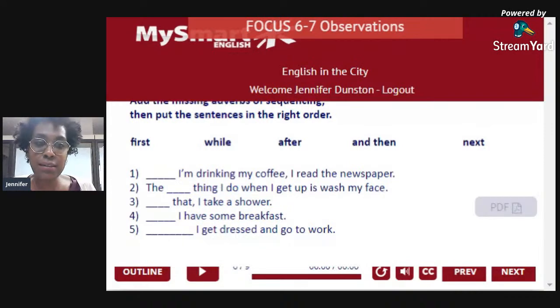So taking a look at sentence number 1, I'm drinking my coffee. I read the newspaper. In your opinion, are these 2 events, these 2 actions, happening at the same time, or is one happening before the other?